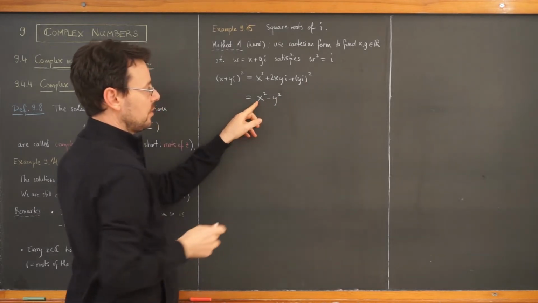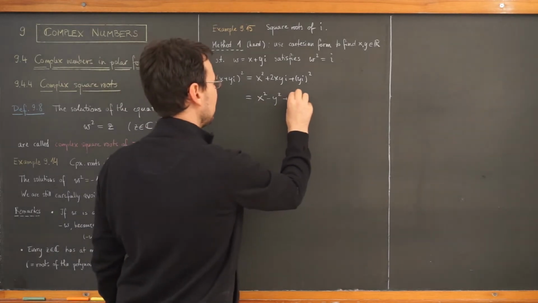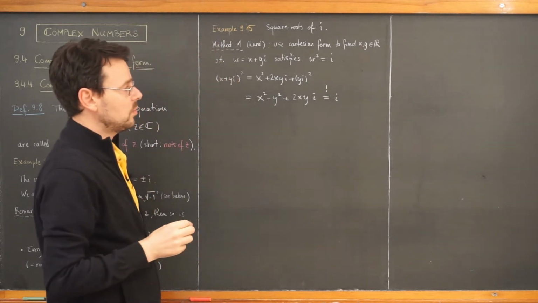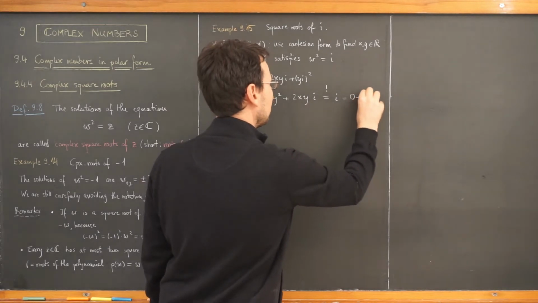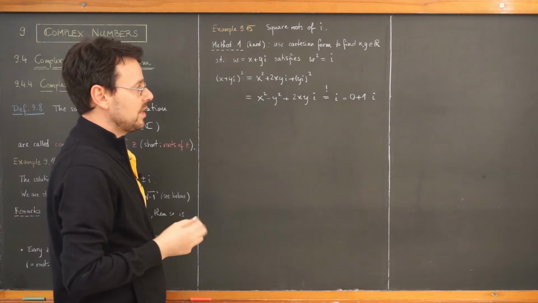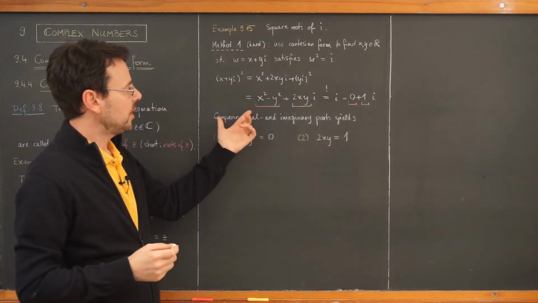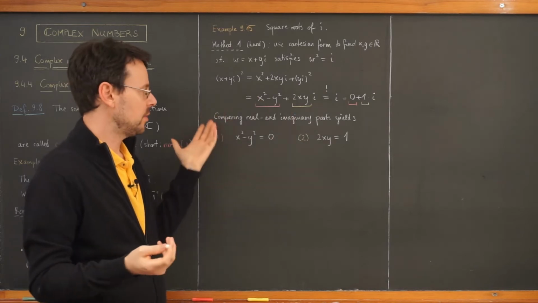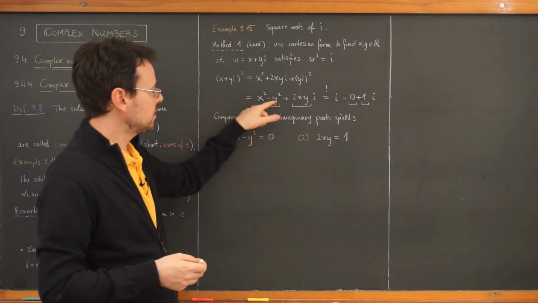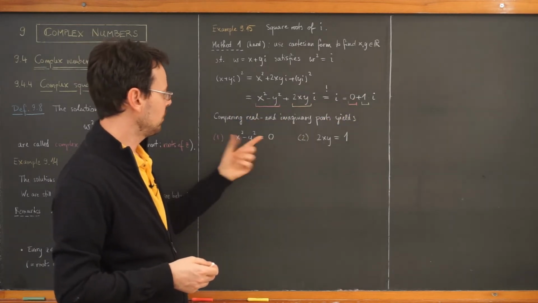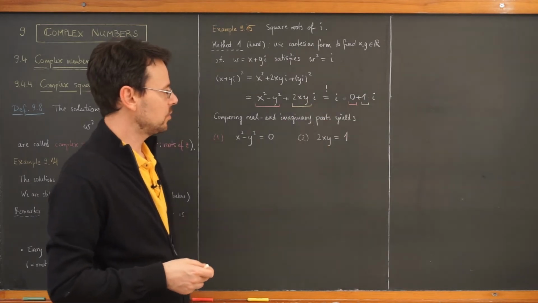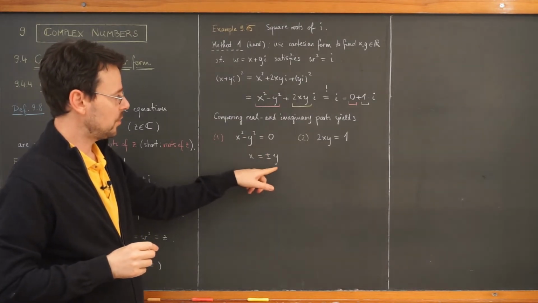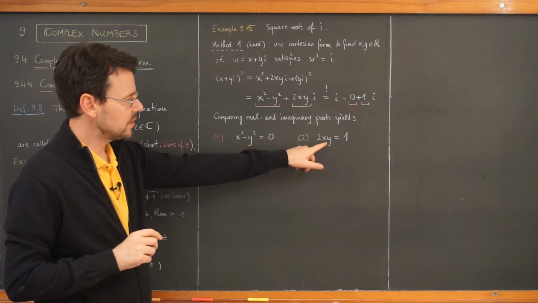So I pair this with the other real expression, x squared, and then I have plus 2xyi, and I want this to be equal to i, meaning the complex number that can be written as 0 plus 1 times i. Now I compare the real and imaginary parts, because two complex numbers are equal if and only if their real and imaginary parts are the same. So x squared minus y squared must be 0, equation 1, and 2xy must be equal to 1, which is equation 2. From this I can conclude that x must be plus or minus y, and now this is important because this also must hold.